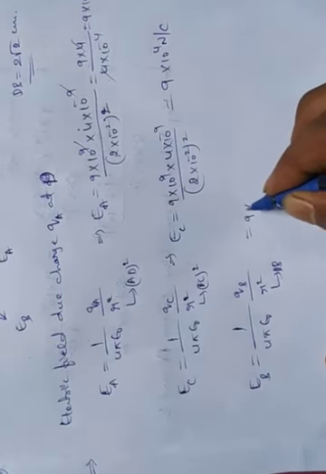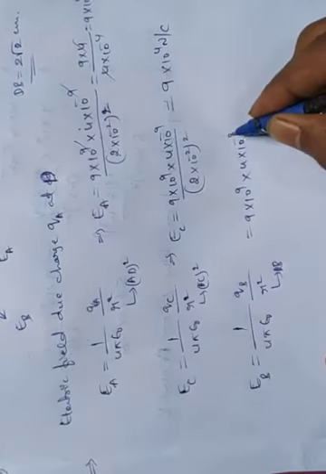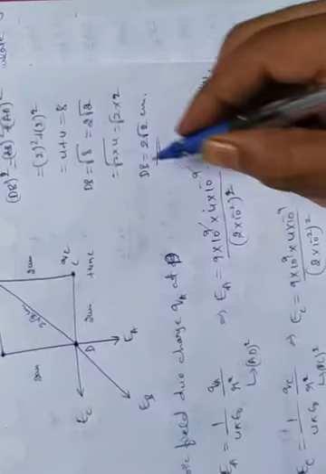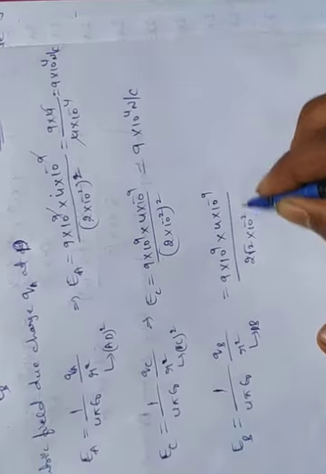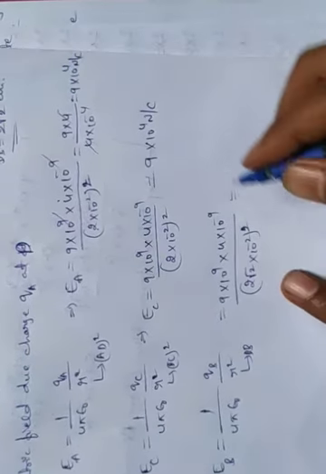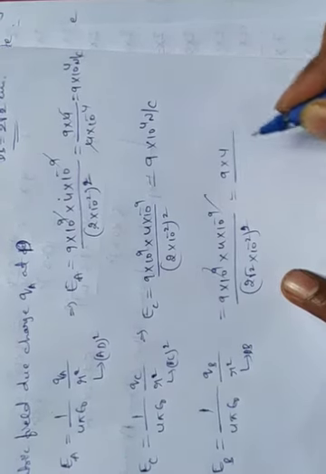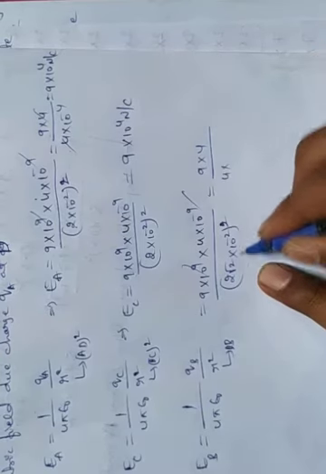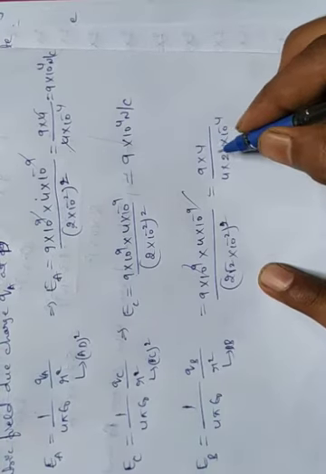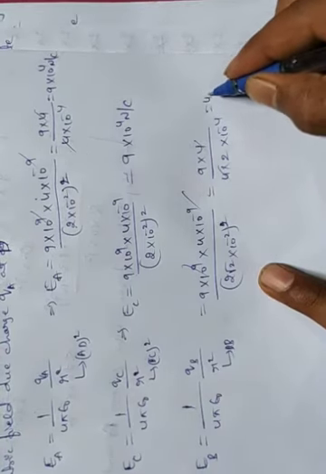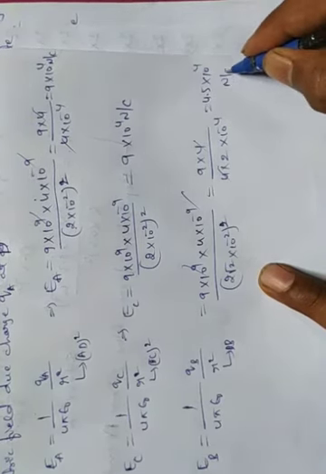1 by 4 pi epsilon naught means 9 into 10 power 9, into charge 4 nanocoulomb, that is 4 into 10 power minus 9, by the distance DB, which we already found as 2 root 2 into 10 power minus 2 meter, whole square. Again 9 into 10 power 9, 9 into 4 by 2 square, the square root of 2 squared gets cancelled, remaining 2 only, and 10 power minus 4. Here 4 gets cancelled, 9 by 2 is 4.5, comes to the numerator, that is 10 power plus 4 Newton per Coulomb.